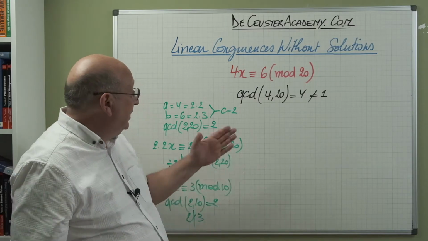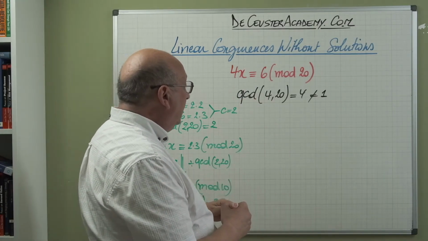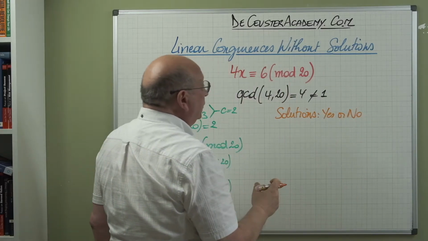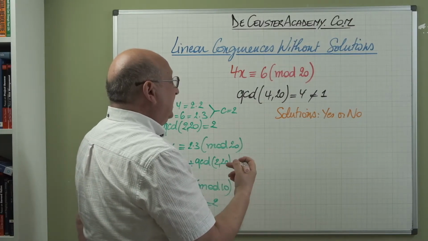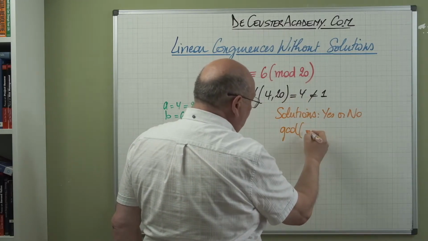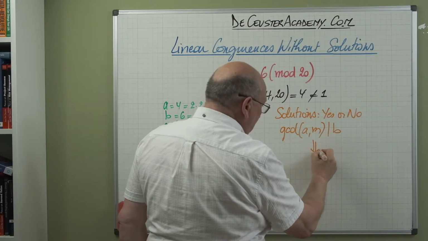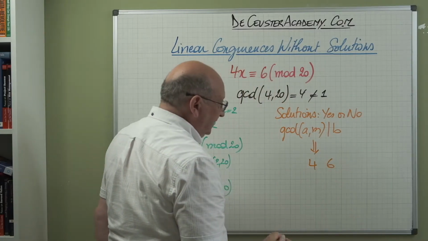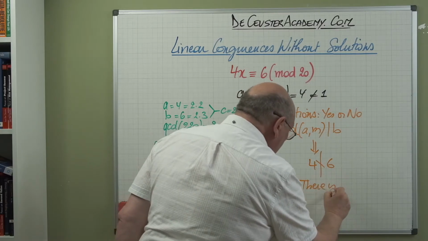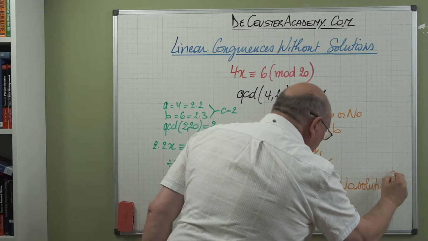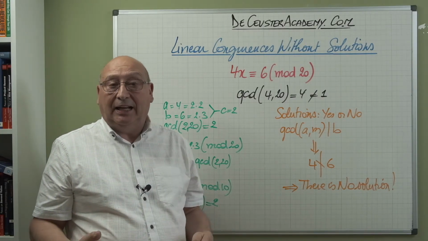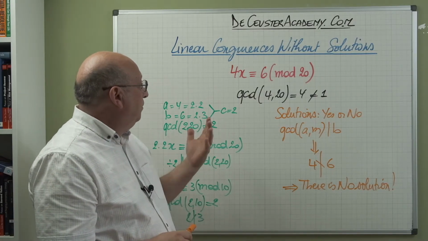On the other hand, we can also look at this from the other side. We know that the GCD is equal to 4. So whether there is a solution depends on the divisibility of 6 by 4. There is a solution when the GCD of A and M divides B. In our case, we have 4 and we have 6, and we know that 4 doesn't divide 6. This means there is no solution. So there is no solution to this congruence, and whichever way we use, we find that we cannot find a value of x that complies with this congruence.